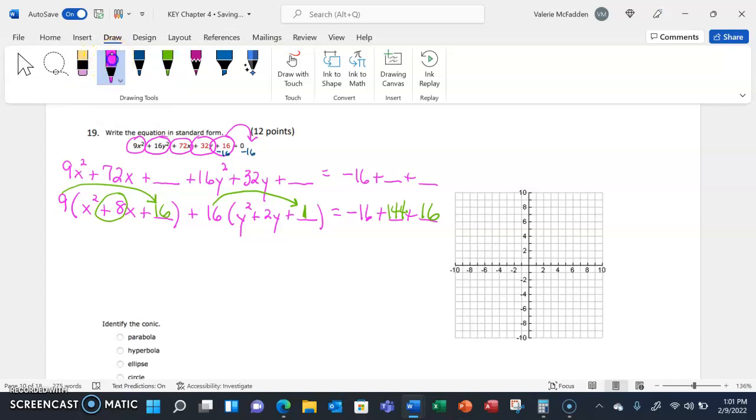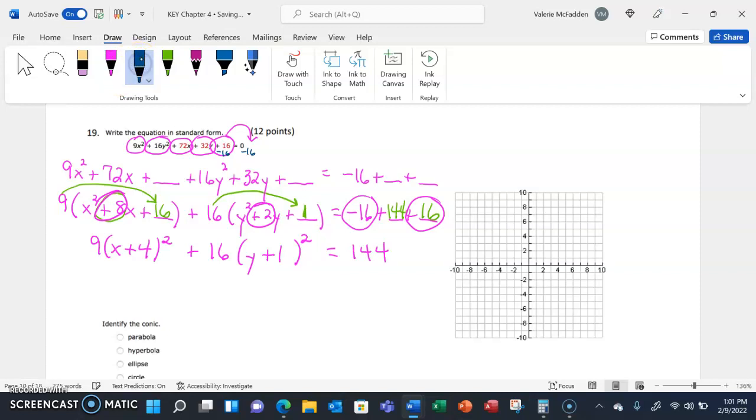So now we've got 9 times the quantity x, and it's always going to be half of your b term. So half of 8 is plus 4 squared, plus 16 times y, and it's always going to be half of your b term, so plus 1 squared equals. These 16s are going to cancel each other out, so we get 144. Now we'll divide everything because remember, ellipses are equal to 1, so we've got to divide every term by 144.